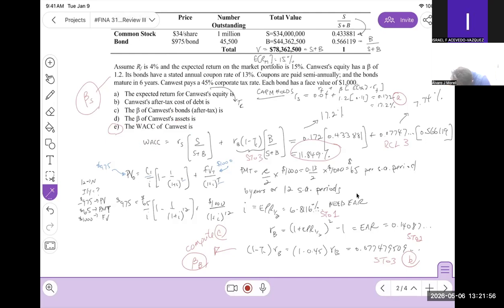So we already have the WACC, so you can do it two ways. Either you can do the weighted beta, which is in the solutions. Just do the weighted beta. Weighted beta means beta S with this weight, and then beta B with this weight. And that will give you the beta of assets.